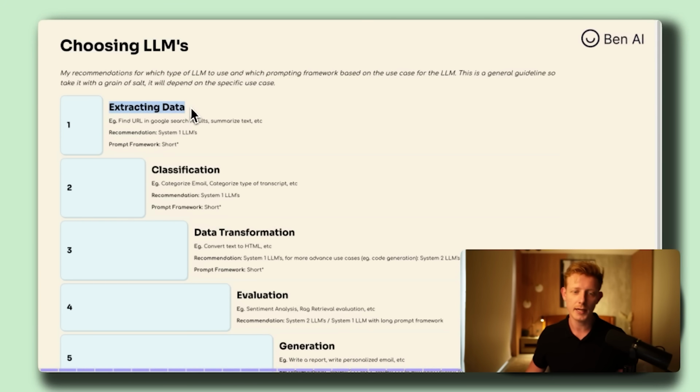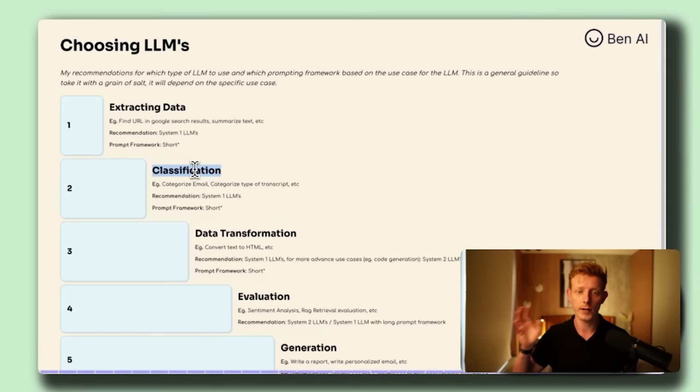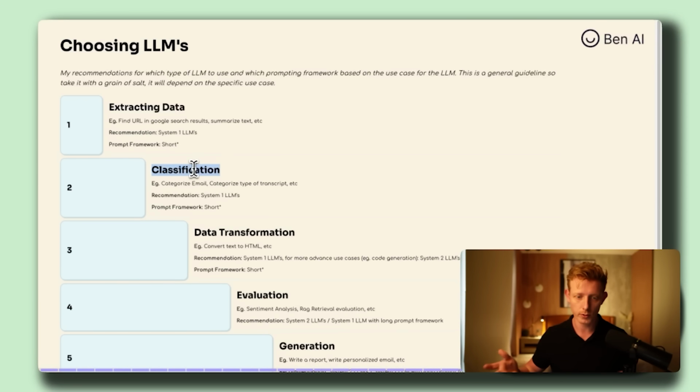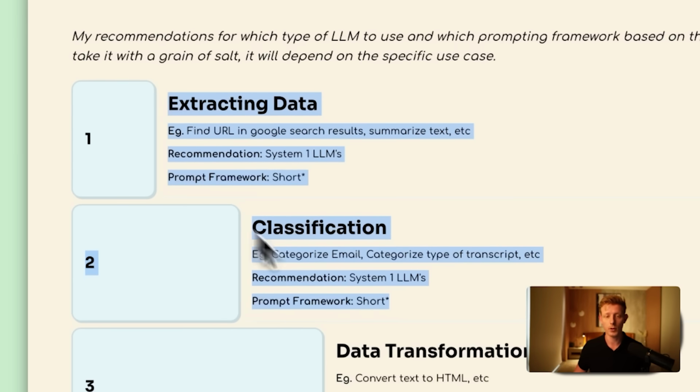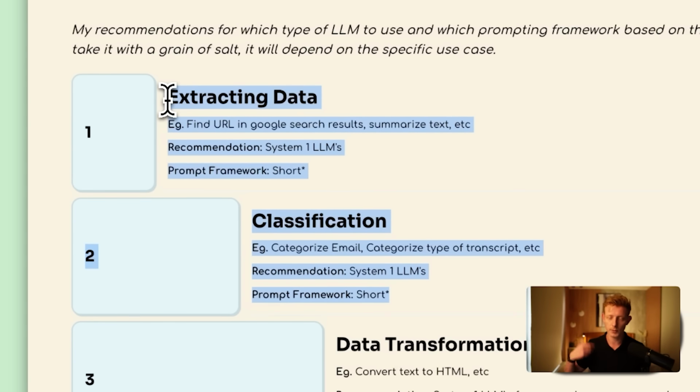But first, we have extracting data. In general, LLMs are really good at extracting data from a large context. Because LLMs are really good at this, we usually can use the non-reasoning models, the cheaper models, and we can usually get away with a short prompting framework. For example, find a URL in the Google search results, or summarize a text, etc. Then we have classification and categorization. Again, LLMs are generally very good at this, so we can get away with short prompting frameworks and non-reasoning LLMs. And these 2 tools are also now built into Make.com in the AI tools, which I showed you before, making it even simpler, because we don't even have to prompt it.